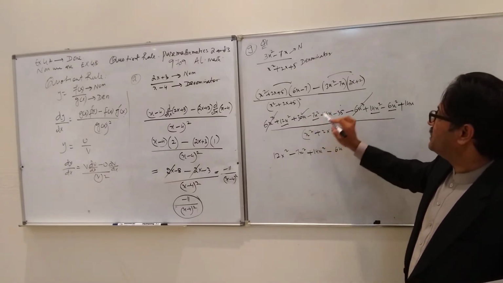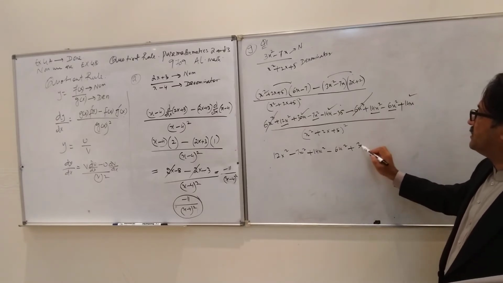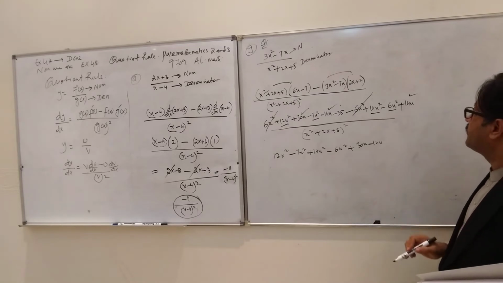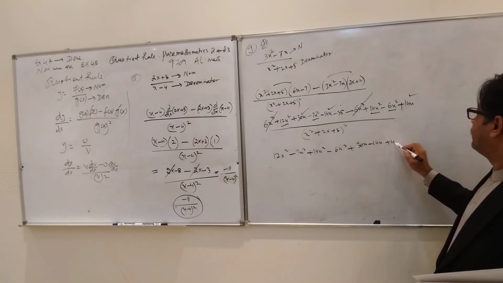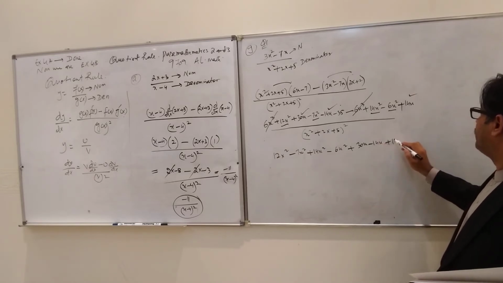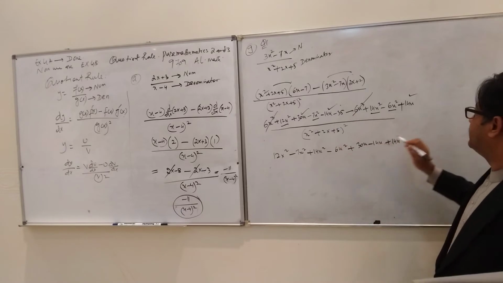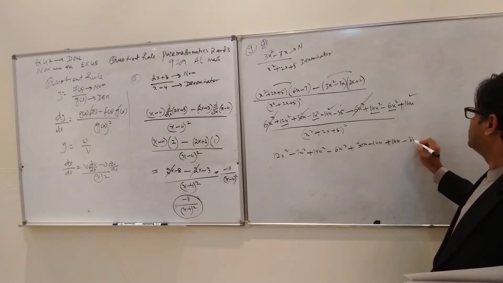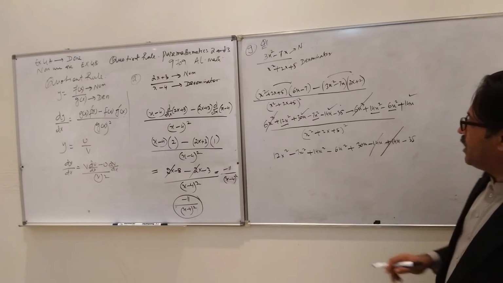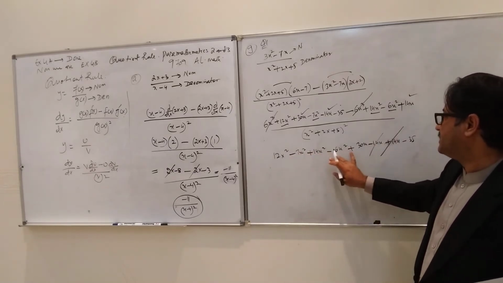Then the x terms here: plus 30x minus 14x and plus 14x. Now the constant is here only, minus 35. So minus 35. These two are cancelling each other. Now 12x square minus 7x square and plus 14x square minus 6x square.